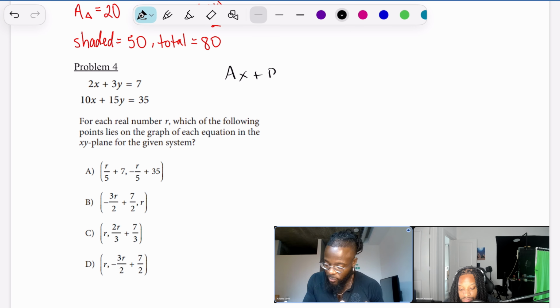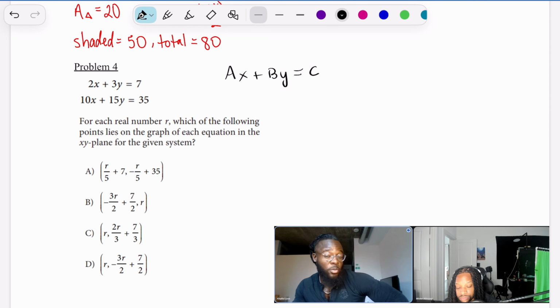ax plus by equals c. So sometimes they'll give you systems in that form. But one thing that I notice is that if I take my top equation and multiply by 5, I get the same thing on y, the bottom.